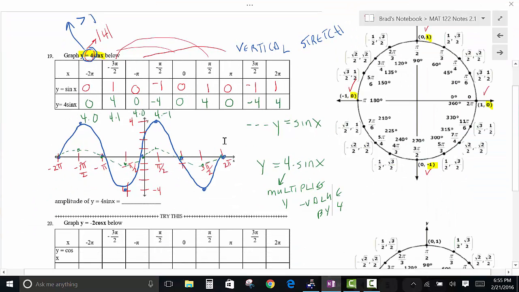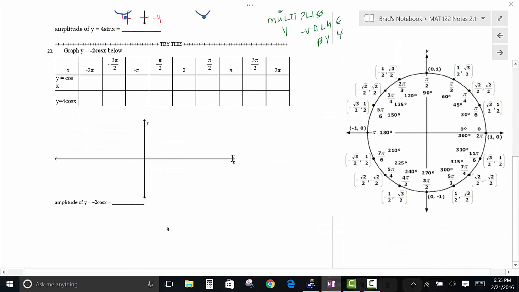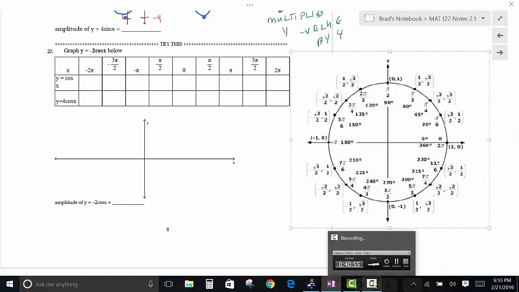Okay, so let's go down, and I'm going to let you all try the next one. Okay, so I'm going to move this down a little bit. You can pause this playback anytime you want to if you're having trouble keeping up. So let's go ahead and let you all work on this and see what you get.